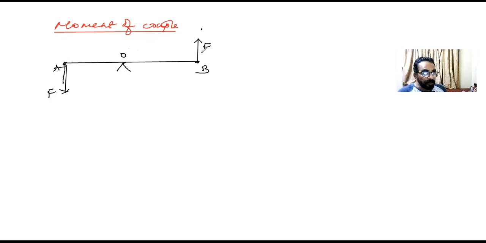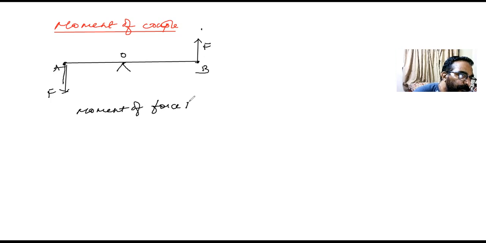So you can see here this pair of forces, equal in magnitude, opposite in direction, bring out a rotational motion in the same direction. We call it a couple force. So I'm interested in finding the moment of couple. So I'll say the moment of force F at end A is equal to F into OA.